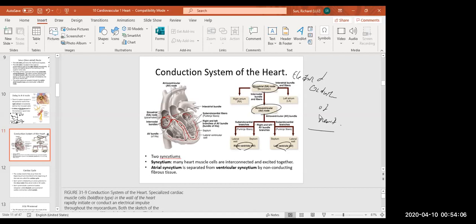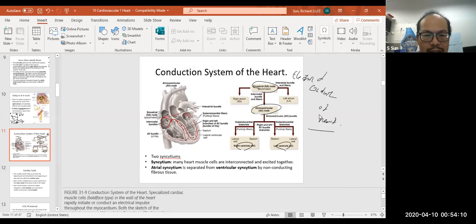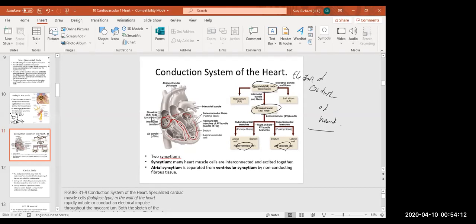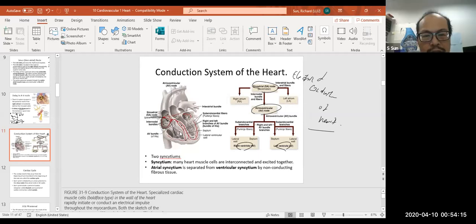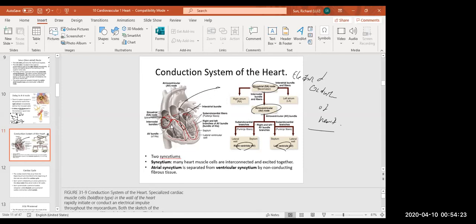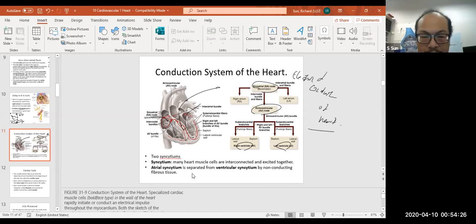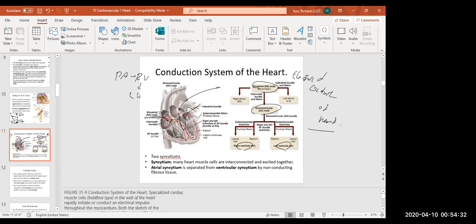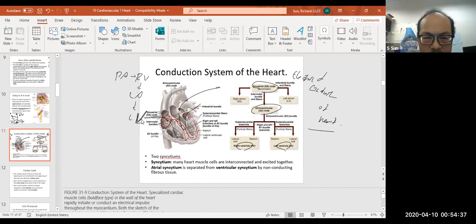Right atrium, right ventricle, left atrium, left ventricle. Good. So it's from the right atrium to right ventricle and left atrium to left ventricle, then go to the body. So that's the blood flow. So blood will be right atrium to right ventricle to left atrium to left ventricle. So that is the blood.